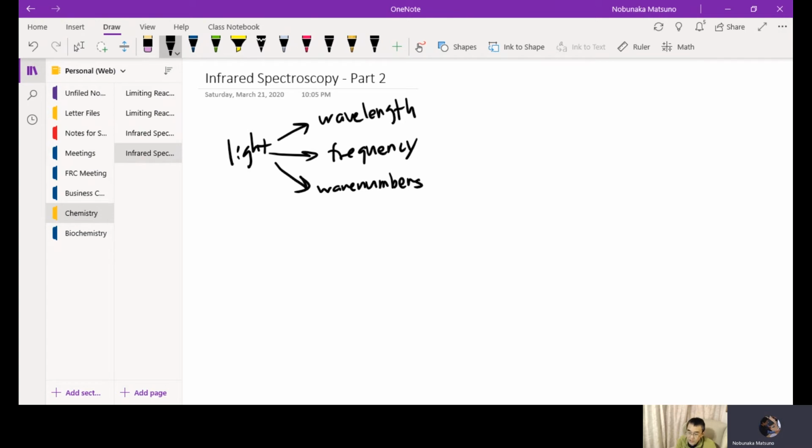The relationship you probably remember from physics is that energy is related to frequency and wavelength. So something like this: h nu. By the way, this is nu, the Greek letter. It looks like a V, but in reality it's a nu, which means frequency. And h is what we call Planck's constant.